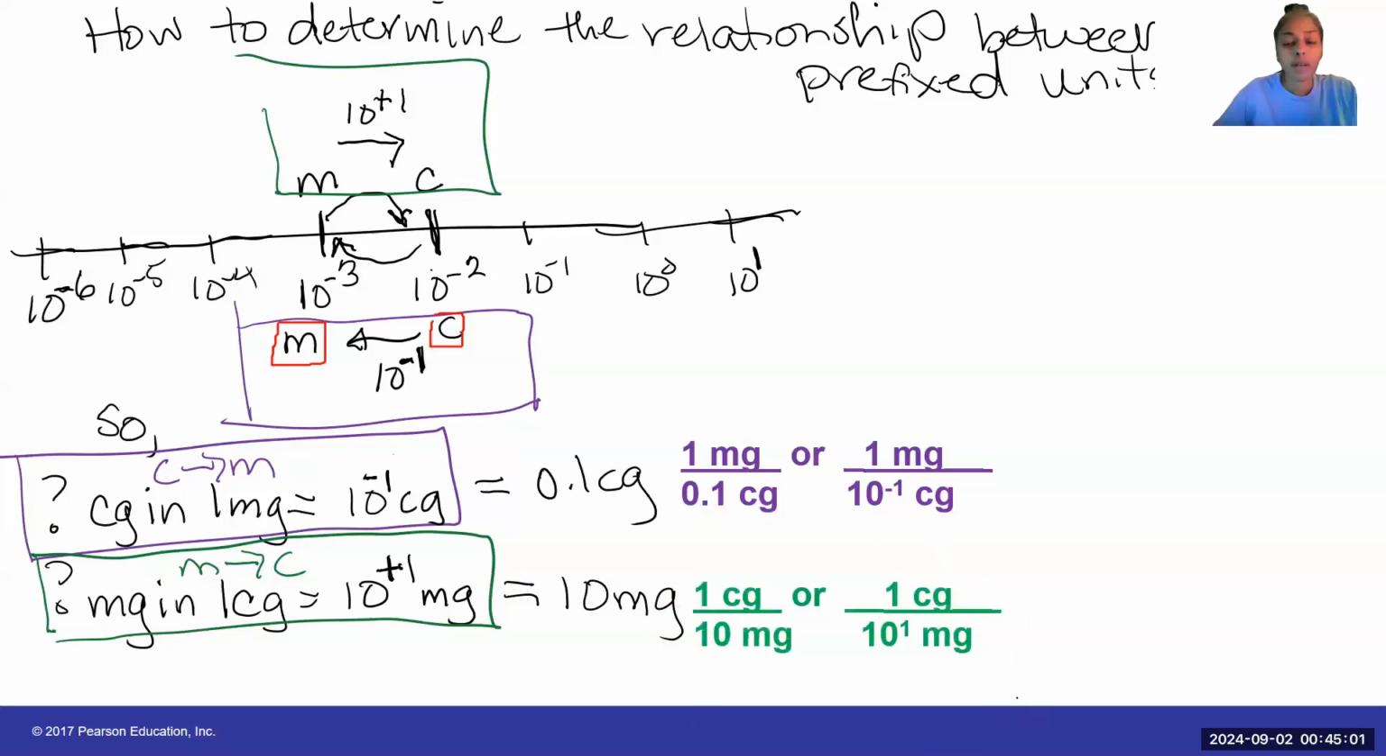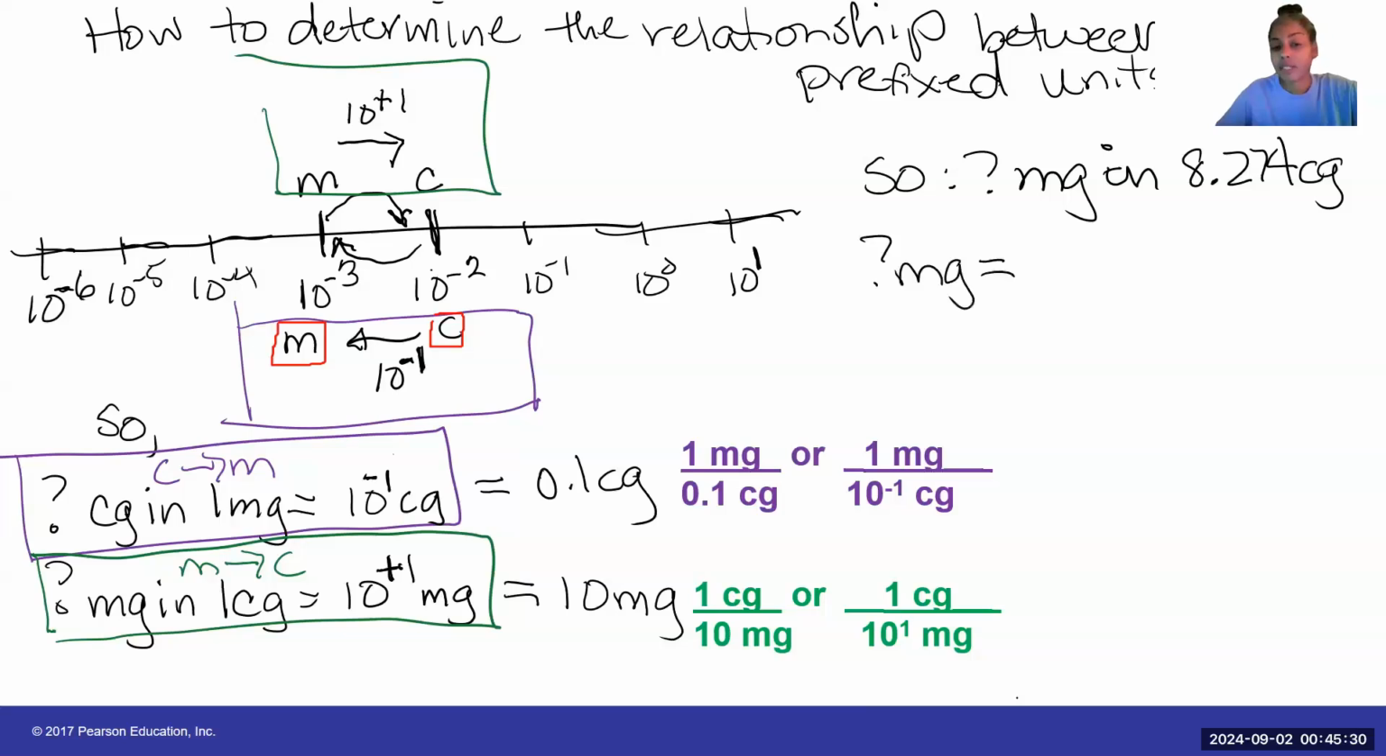So looking here again, we can write our equality in a conversion unit where we have 1 centigram divided by 10 milligrams, or we can write it as 1 centigram divided by 1 times 10 to the 1 milligrams. This 10 is equal to 10 to the 1. So now let's go back to our problem. How many milligrams are there in 8.274 centigrams? So we did all of this so that we can skip out on doing so many steps of going from one prefix unit to the next prefix unit.